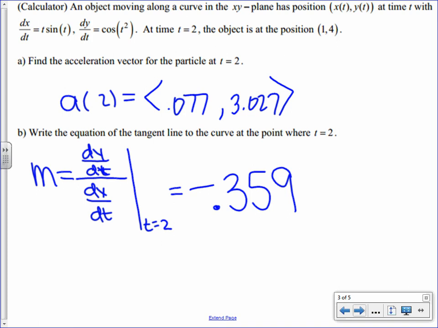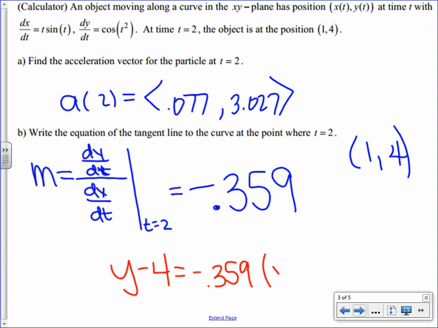Okay? So that's our slope. What's our point? Well, our point is (1, 4). Yes, because they gave it to us. So y minus 4 equals negative 0.359 times x minus 1.